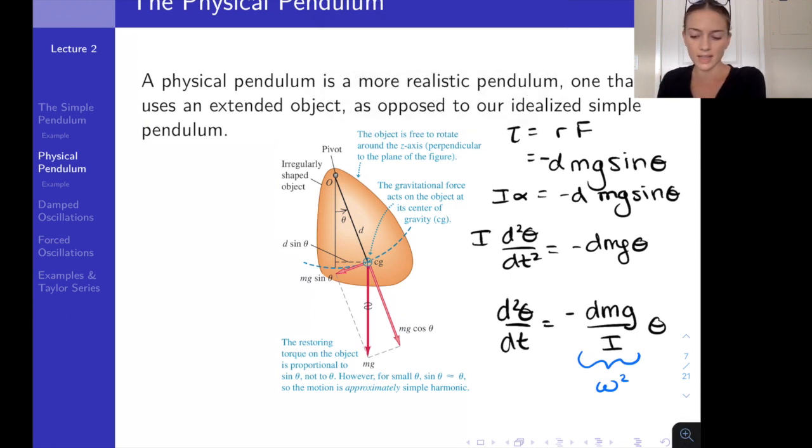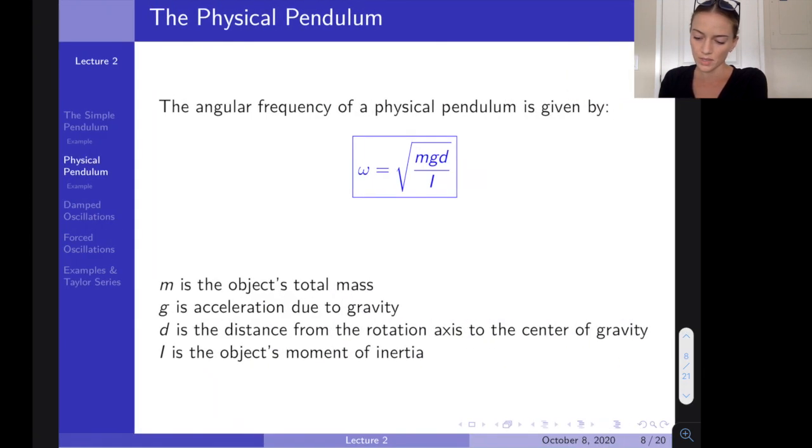Okay, so now that's our equation for a physical pendulum. I just rewrote that here, where in the case of a physical pendulum, omega is given by mgd divided by the moment of inertia. And again, I would always give you the moment of inertia for a problem like this if it was on an exam. It's very important to note here again that d is the distance from the pivot point to the center of mass.